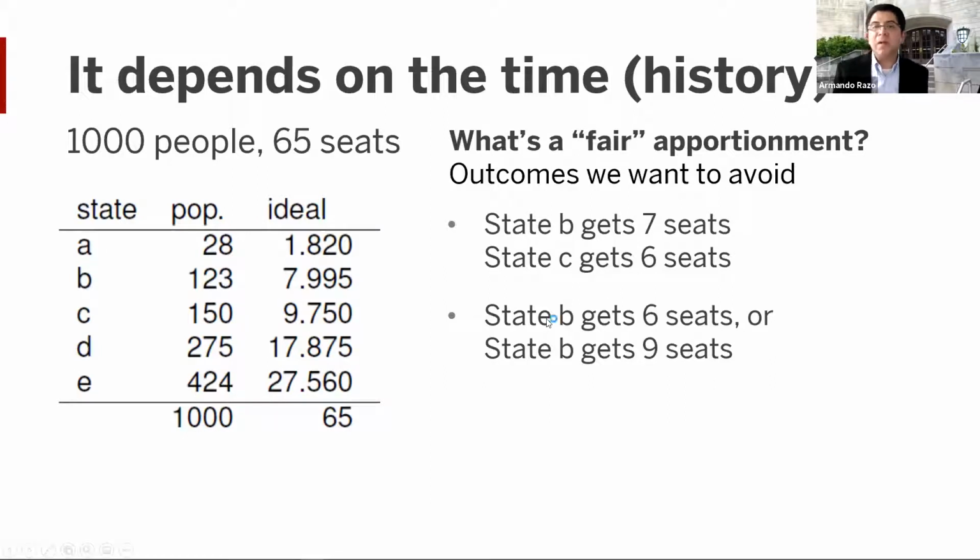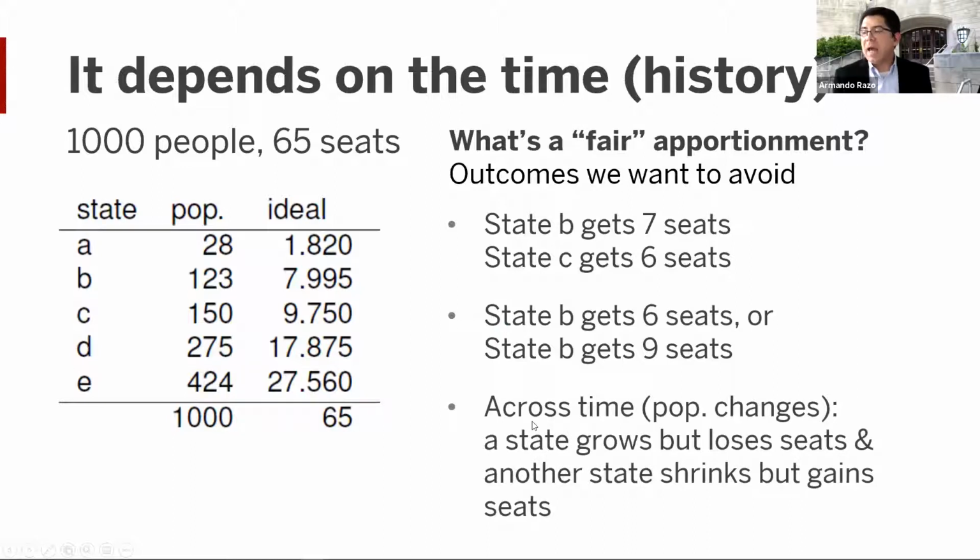But there's another one that is particularly important, especially important for the political history of the US in the 19th century, because this was a dynamic, growing society, expanding both in terms of population and territory. So you might be concerned about fairness over time. And one of the things that can happen, you can show that it's mathematically possible, over time, to have a state grow in size, so it's a larger state, and lose seats at the same time that another state shrinks and gains seats.